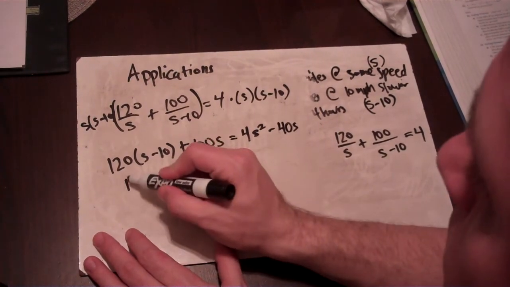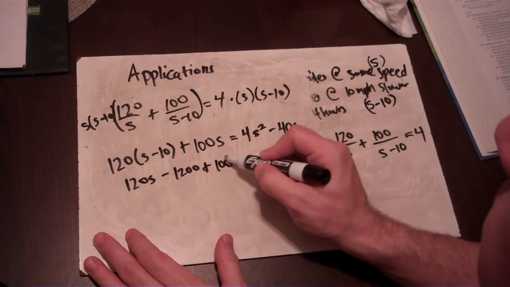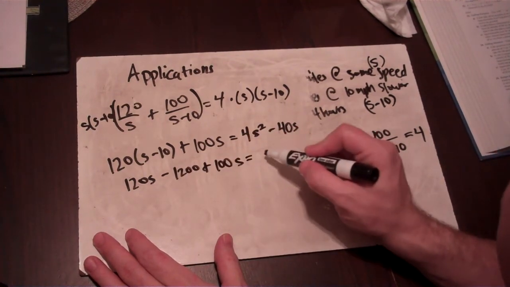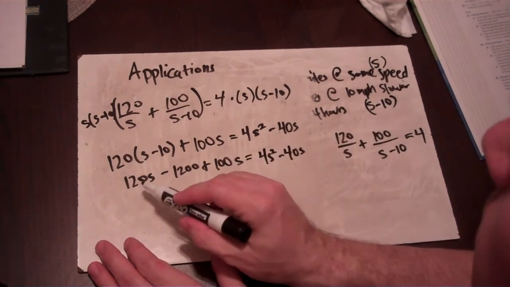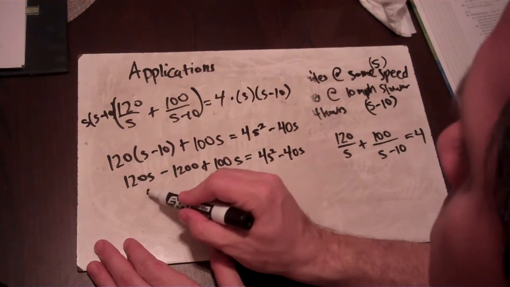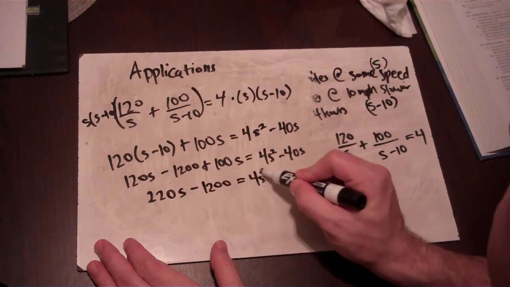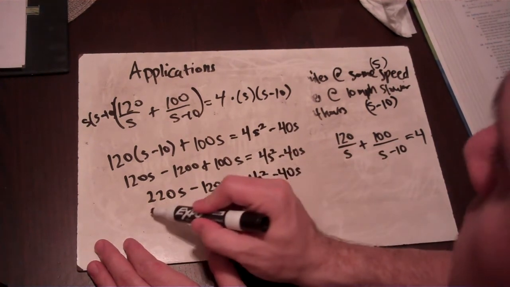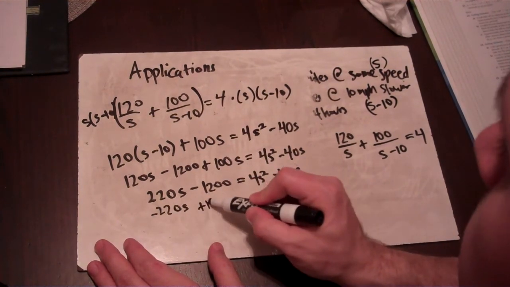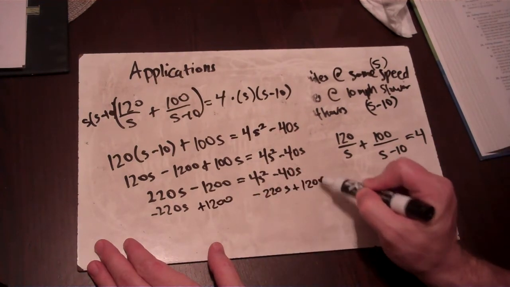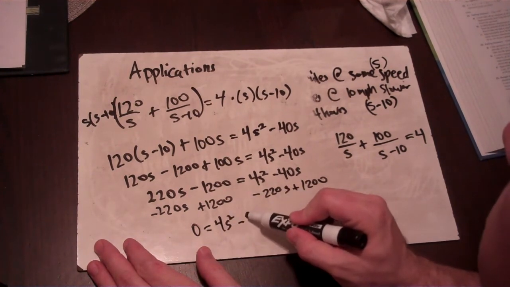And then we work this out. We get 120S minus 1200 plus 100S is equal to 4S squared minus 40S. So 120S plus 100S is 220S minus 1200, equal to 4S squared minus 40S. I'll subtract 220S from both sides, and I'll add 1200 to both sides. And I'll get 0 is equal to 4S squared minus 260S plus 1200.